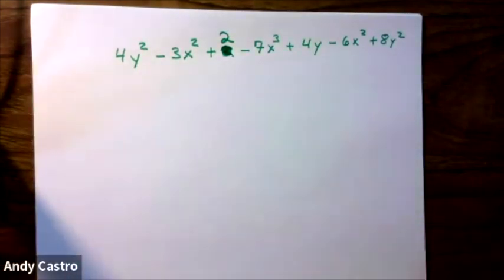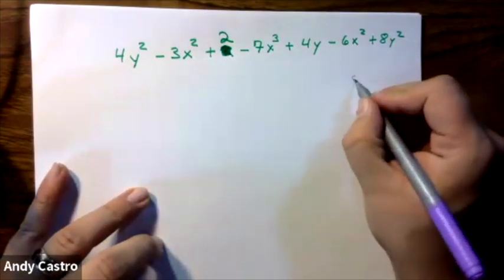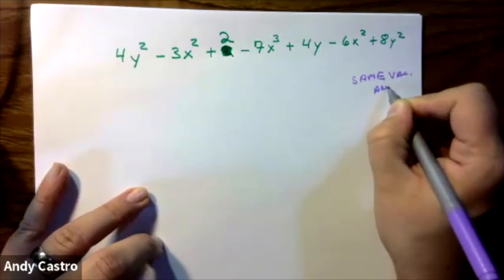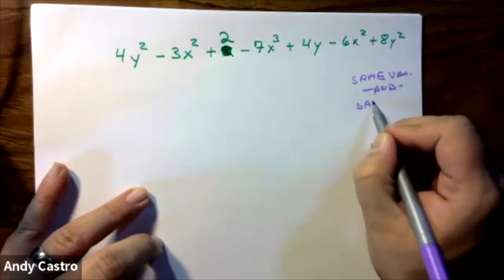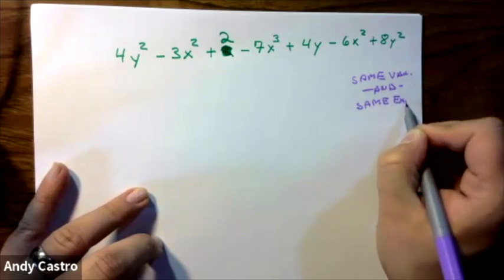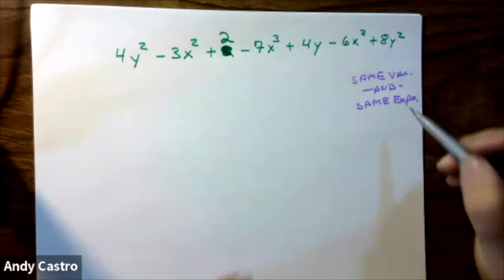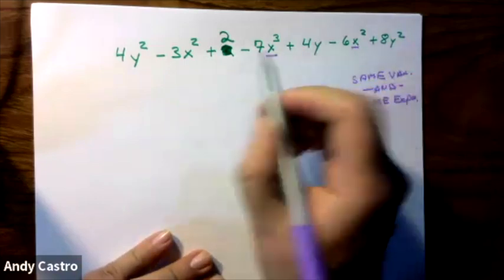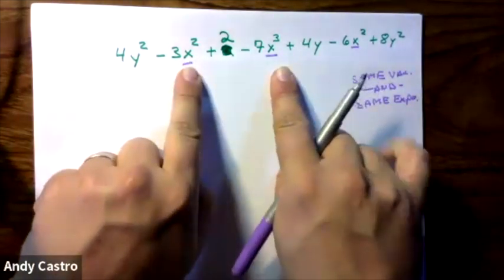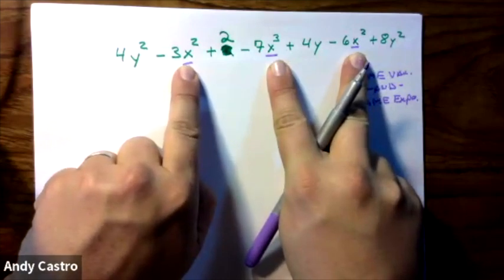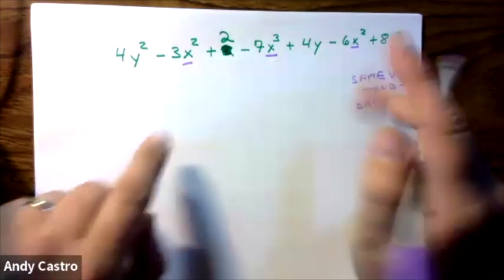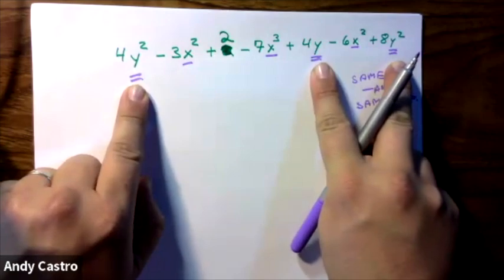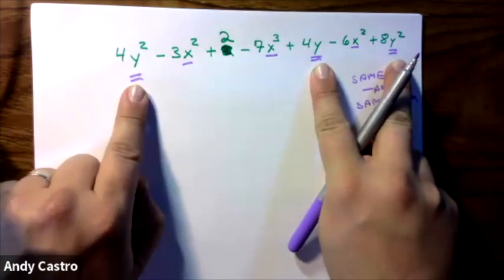All right. Well, let's go through here. We're going to look for same variable, and this word and is very important: same exponent. The word and means both have to be true. It can't just be the same variable. So these three all have x, but I can't necessarily combine those three together. And then these three all have y, but I can't necessarily combine all of them together either.